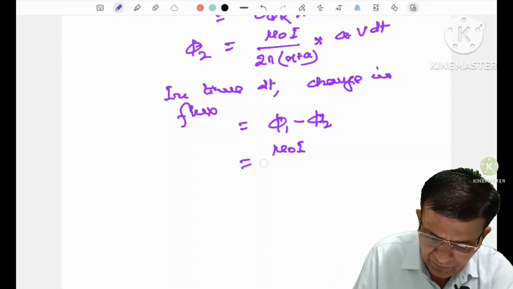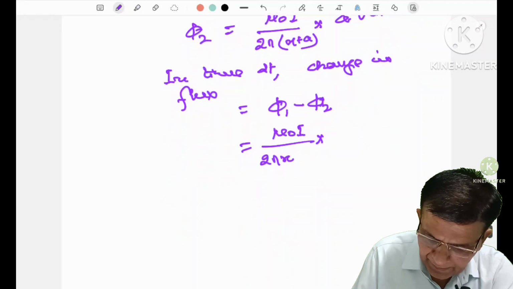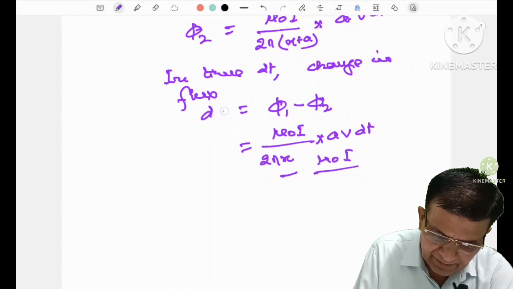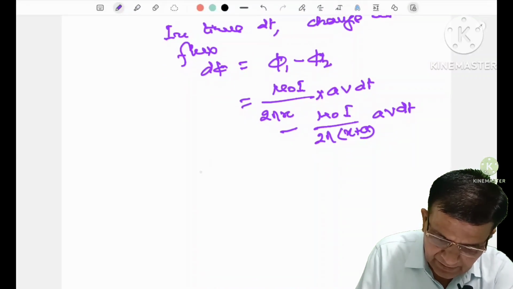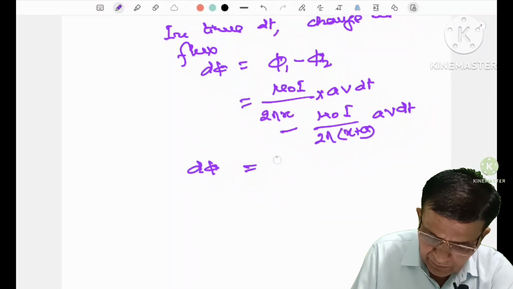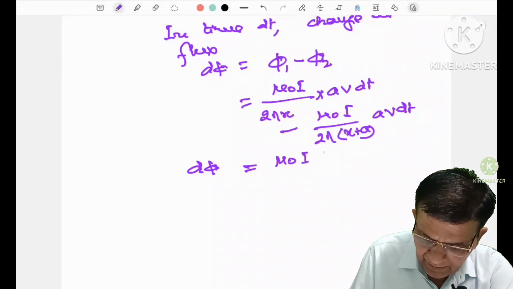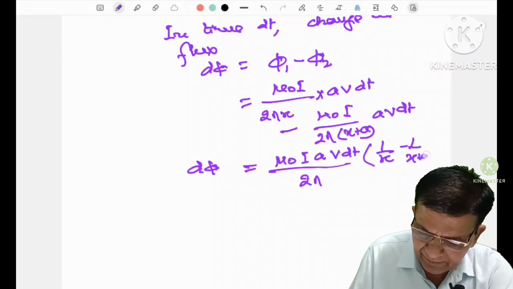μ0 I अपॉन 2 पाई x AV dt minus μ0 I by 2 pi x plus A AV dt, this is d phi. d phi by dt, d phi is equal to μ0 I A V dt by 2 pi, 1 upon x minus 1 upon x plus a.